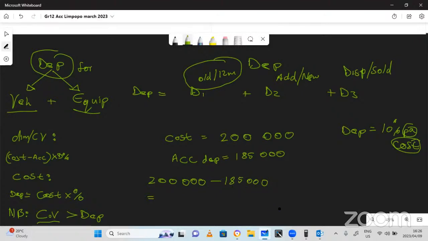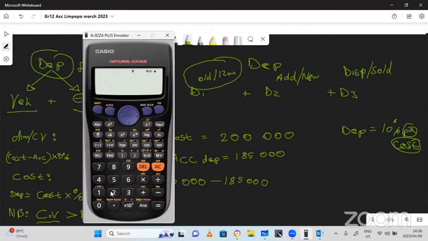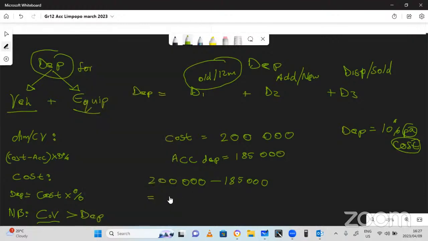Which will give us what? Then you punch your calculator, and you can see your answer will be 15,000. 200,000 minus 185,000 gives us 15,000. So now the carrying value of this asset is 15,000.